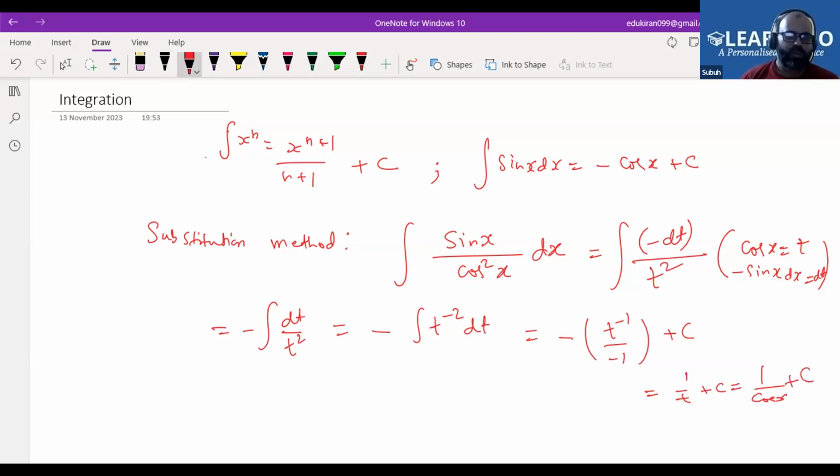So this is how we use the substitution method to solve them. Let's write this one.